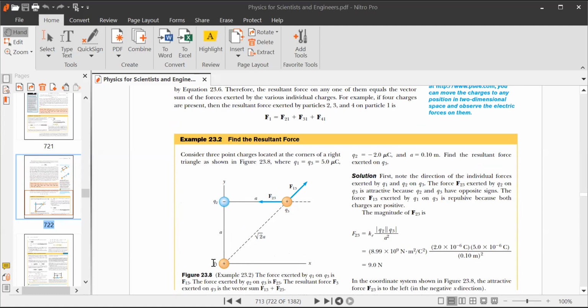Q1, Q2, and Q3, okay. Q1 equals Q3 equals 5 micro. This is mu, means micro. So it means micro coulomb, it means 10 to the minus 6 coulomb. Okay.